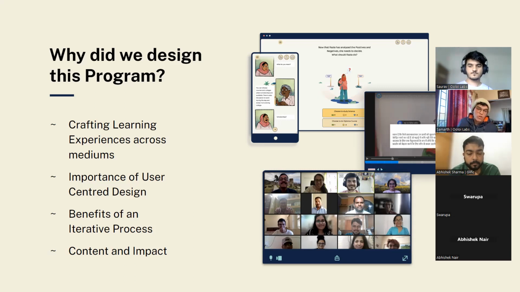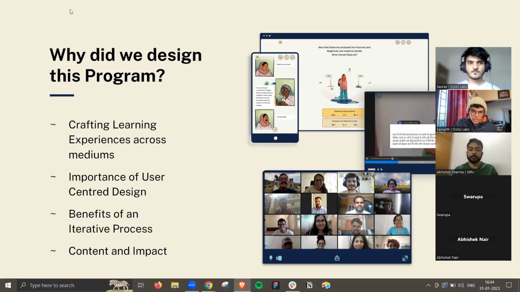So of course, the importance of user-centered design is central to this program, as well as to the work that Uloi does within the learning experiences vertical. We also focus a lot on the benefits of an iterative process, and that is something that I think would benefit many of the organizations that would be coming into this program.